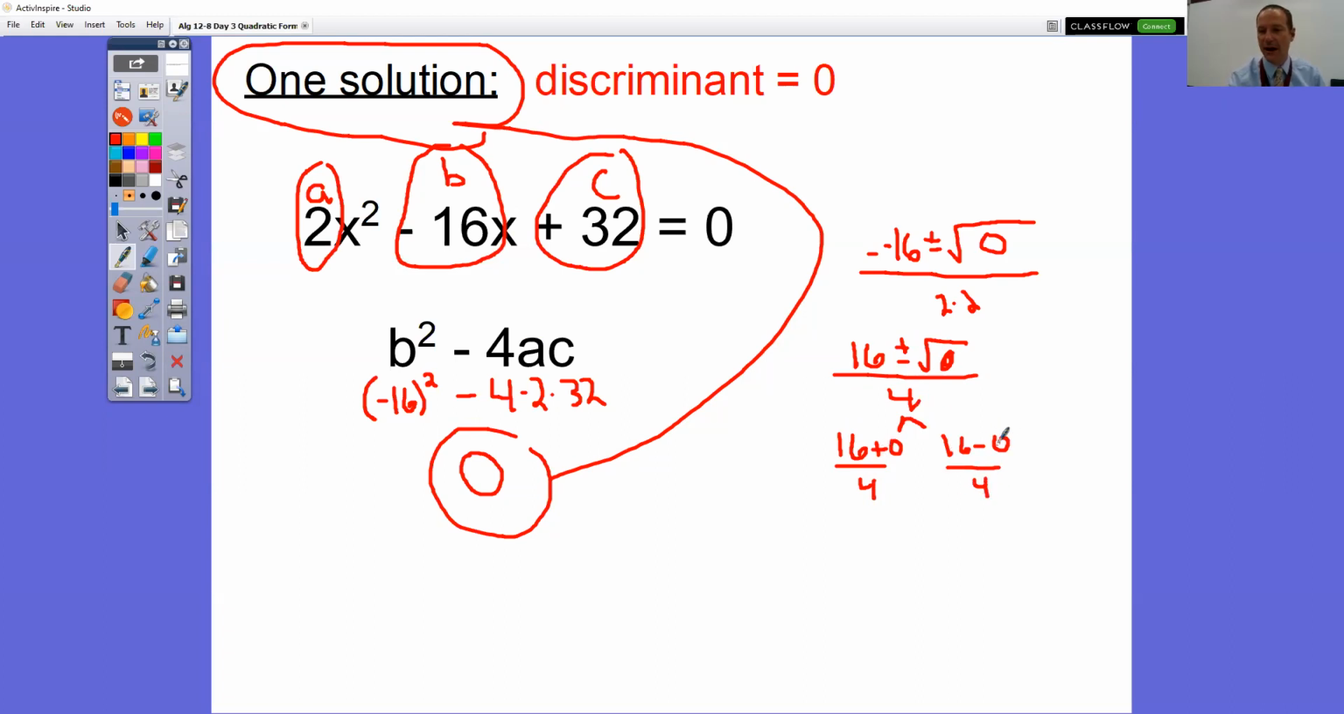Now, adding 0 and subtracting 0 end up being the same thing. So that's why we only get 1 solution, because we have 16 over 4 and we have 16 over 4. We only get 1 answer. All right, our answer is just 4. It ends up being the same on both sides after we split it. All right, so that's why there ends up being only 1 solution, because when you add 0 or subtract 0, it ends up being the same thing.